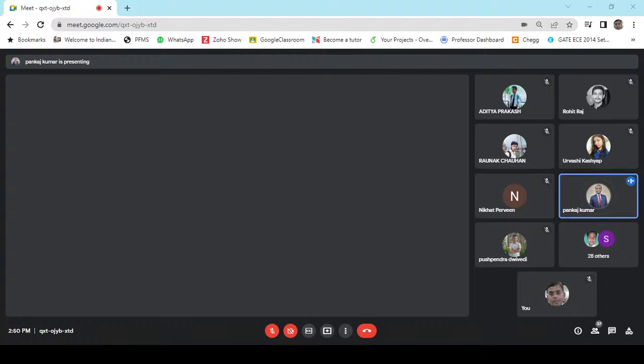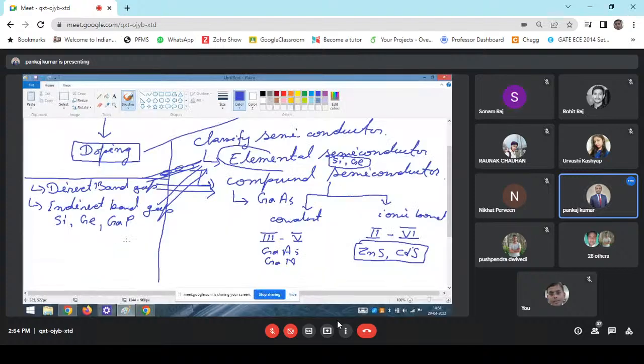Silicon and germanium all have an indirect band gap, and gallium arsenide has a direct band gap. Some of the compound semiconductors which also have an indirect band gap are semiconductors like gallium phosphide. So in this way we can classify our semiconductors. These all are the categories of pure semiconductors.